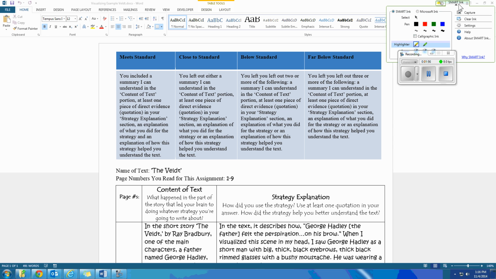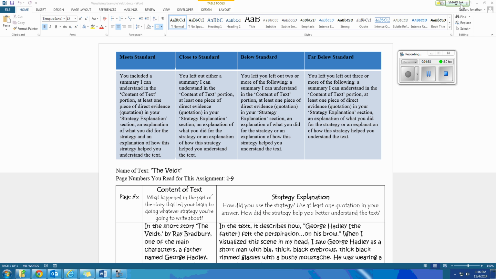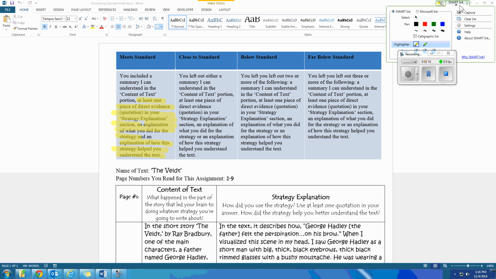Beyond that, after you do that summary, you need at least one piece of direct text evidence in your strategy explanation, an explanation of what you did for the strategy, and an explanation of how this strategy helped you understand the text. So we'll go down and take a look at how I did that.